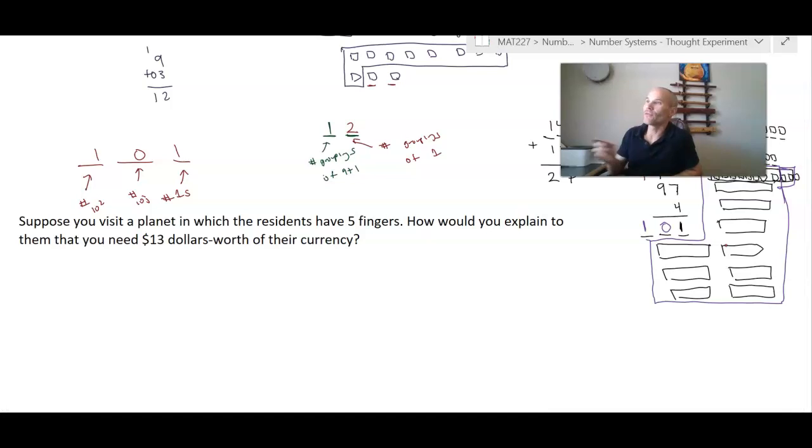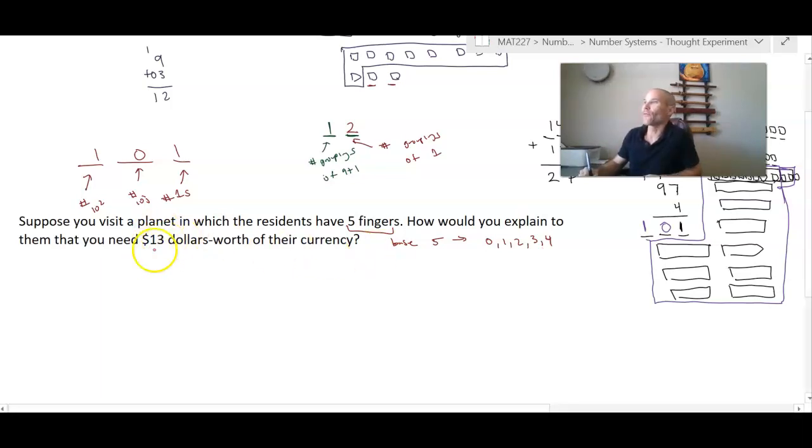Suppose you visit a planet in which the residents have 5 fingers. How would you explain to them that you need $13 worth of their currency? So 5 fingers, we're in what we call base 5, and base 5 is only going to have 5 numbers: 0, 1, 2, 3, 4. It doesn't actually include the number 5 because we have to represent a quantity that indicates an absence, and that is where 0 takes that slot.